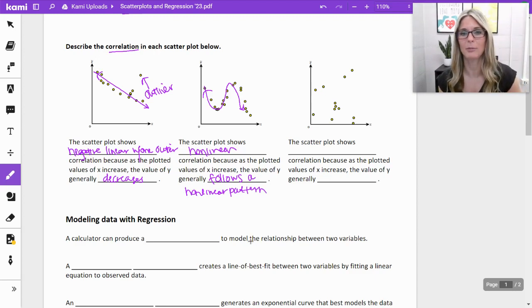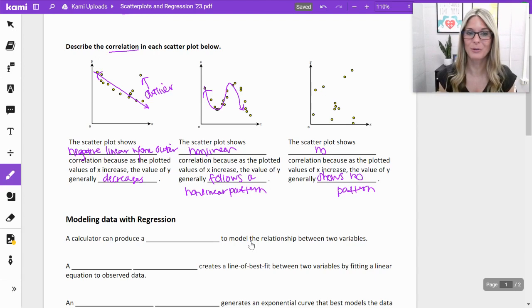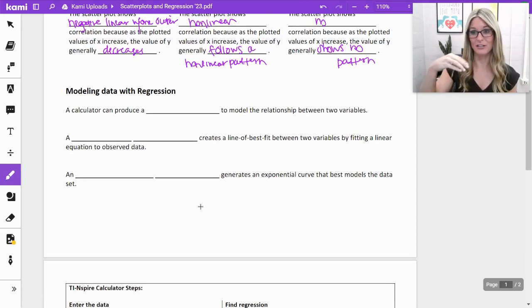And the last one here, this scatter plot shows blank correlation. So this is going to be a no correlation because as the plotted values of x increase, the value of y generally shows no pattern. So those are three examples there from Delta Math. Again, those are all going to be drop-down choices for you, practicing identifying which type of correlation each scatter plot has. All right, now for moving into the Algebra 2 step.